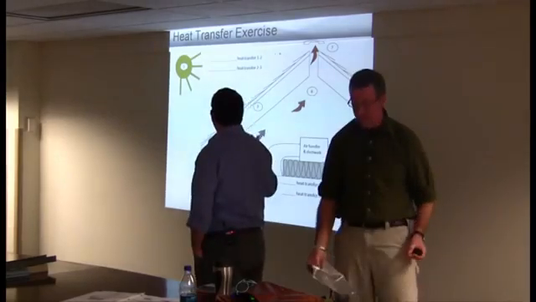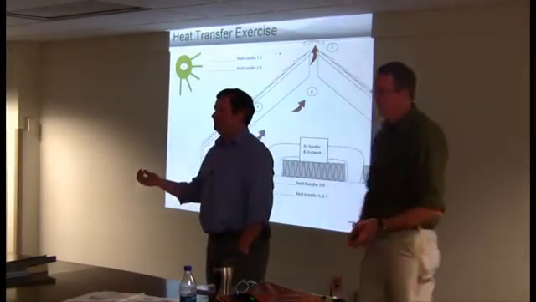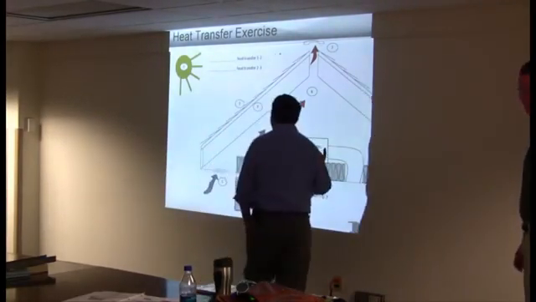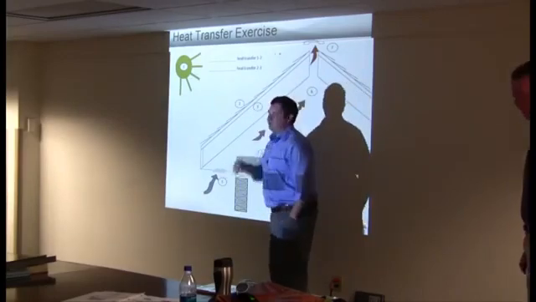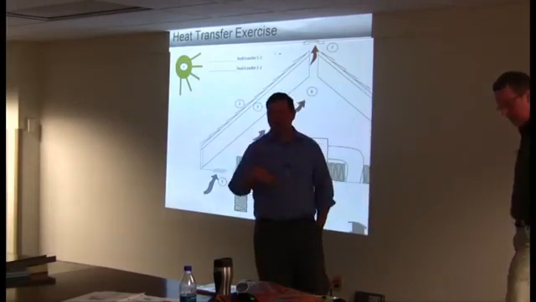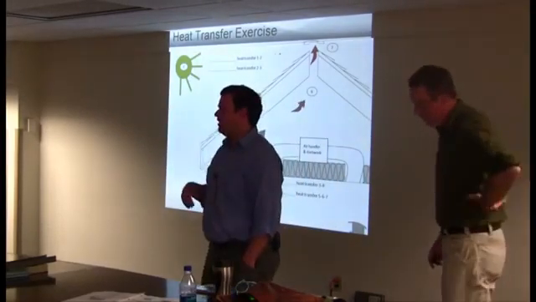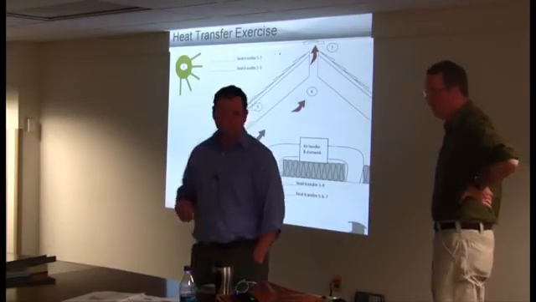Then that leaves us with 5, 6, and 7, which is what? Convection. Very good. We're basically trying to cool down the attic convectively by bringing in some outside air and then venting it through there, basically sucking in colder air, expelling warmer air, using some of the stack effect to do that. It's an example of convection.